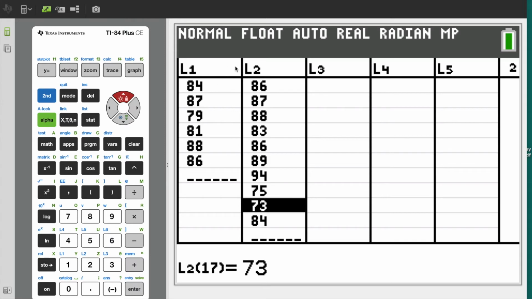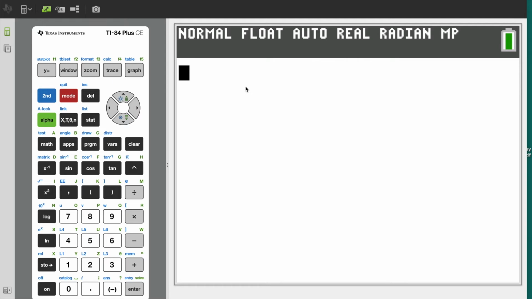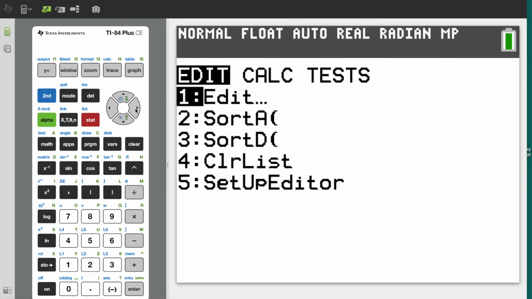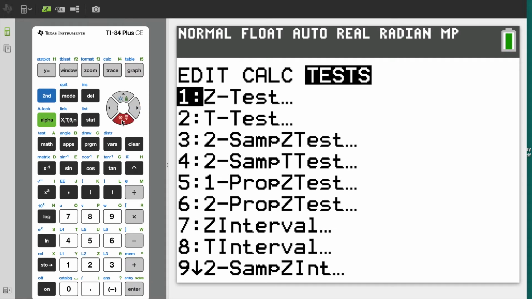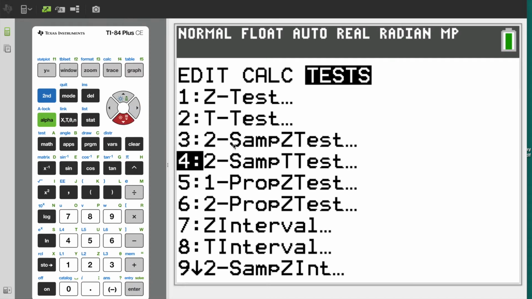So I have mine in L1 and L2, and I'm on second quit. We do not need to do our subtraction. We're just going to go right to the test. And I'm going to go to two sample t-test. Again, be careful. Two sample z-test, two sample t-test, very similar to each other. Make sure you're in the t-test.